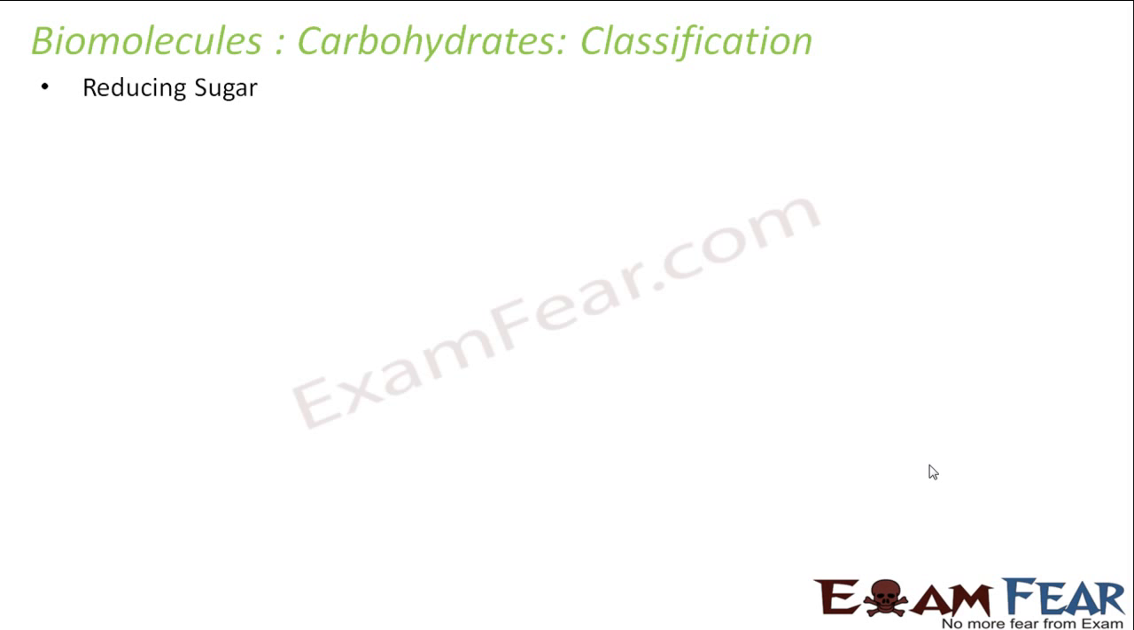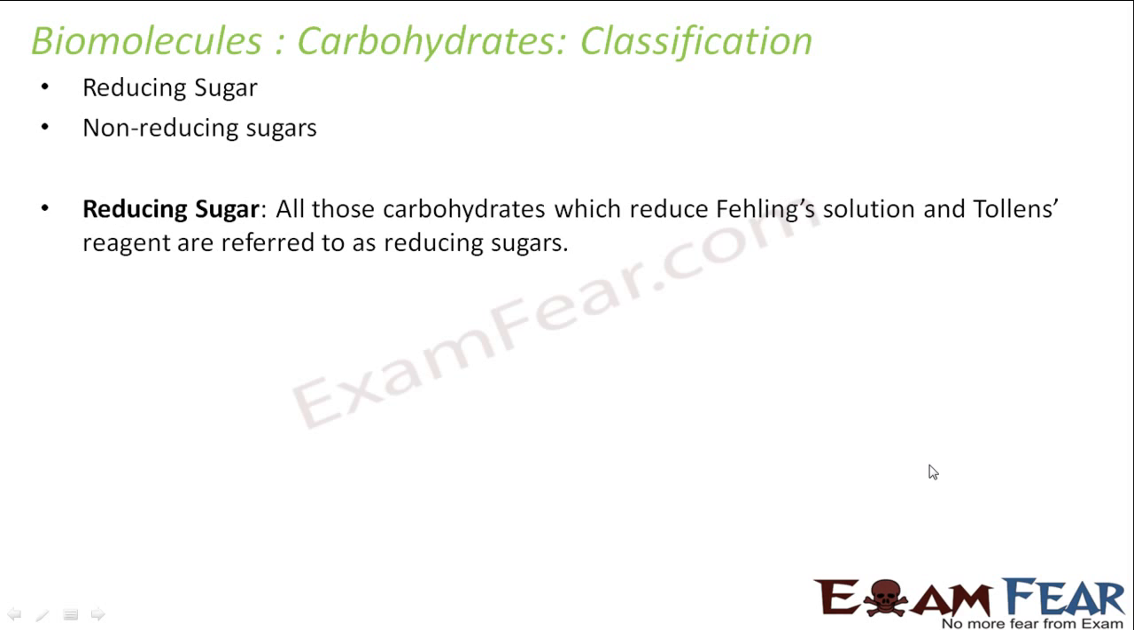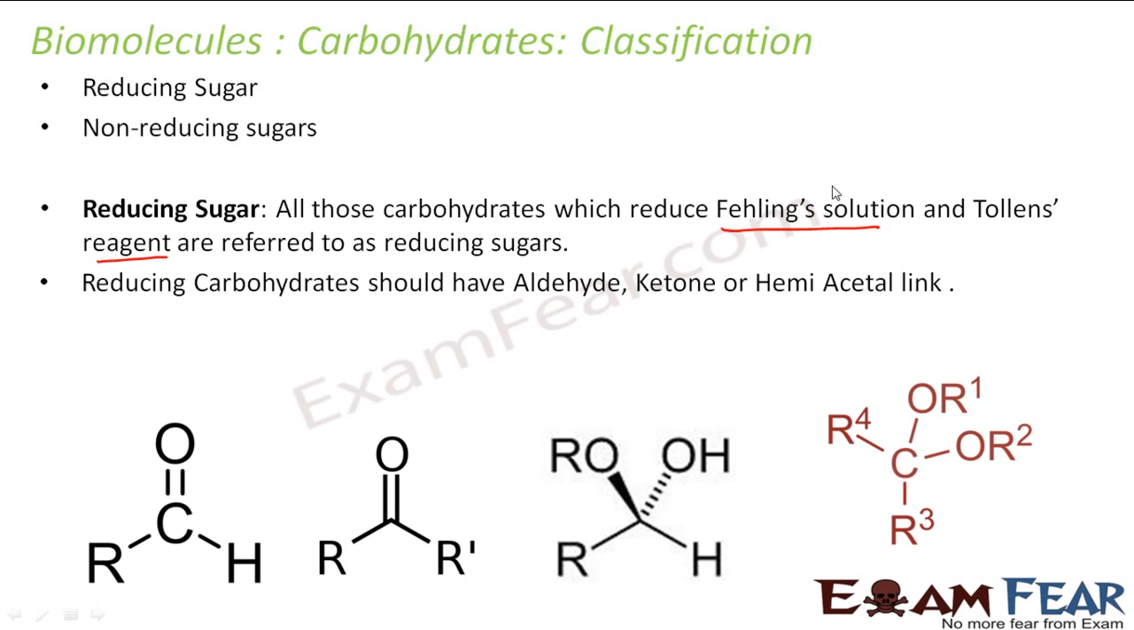Carbohydrates can also be classified as reducing sugars and non-reducing sugars. Reducing sugars are all the carbohydrates which reduce Fehling's solution or Tollens' reagent. The ones that don't reduce Fehling's solution or Tollens' solution are non-reducing sugars. Please note this reducing carbohydrate should have an aldehyde, ketone or hemiacetal link. If it has any of these, it will be a reducing sugar.